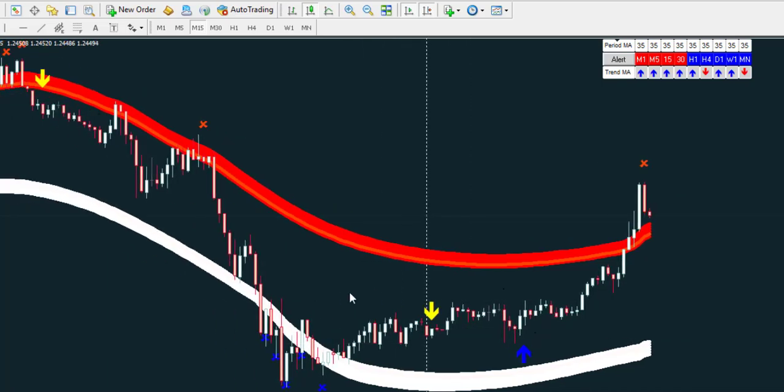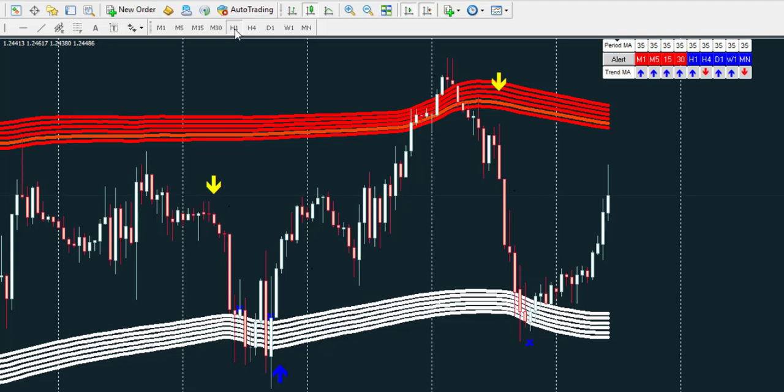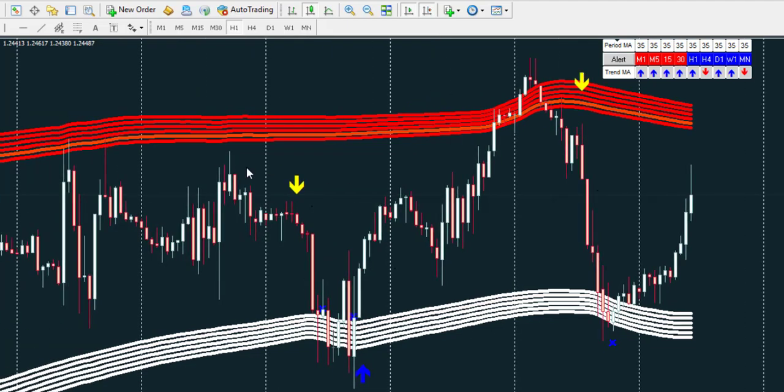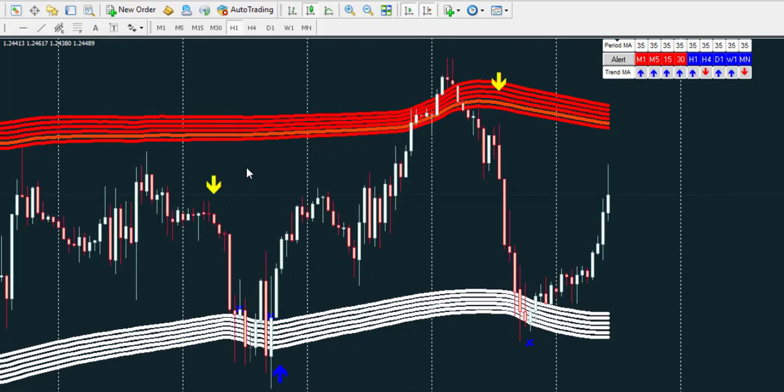We are currently on 15 minutes and I'll switch over to 1 hour right now, and here is the 1 hour time frame. It's still the same principle. The rule is applicable. Just make sure all the indicators are in agreement for the signal generated by this Forex strategy to be valid. If all the indicators are not in agreement, please do not place your trade. It might deliver, but you are risking it.